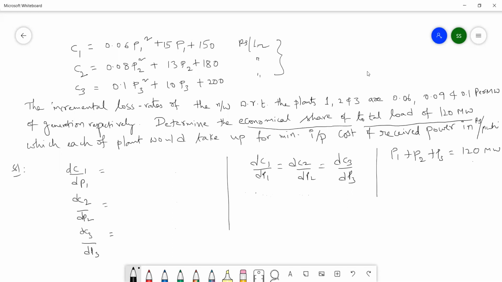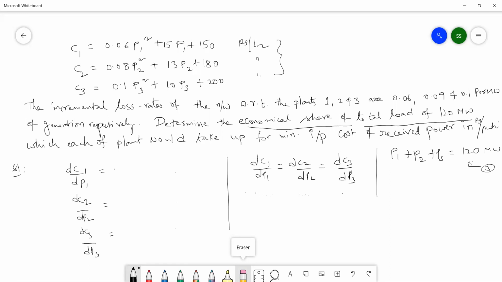So you obtain 3 equations with 3 unknowns. Solve it and find out values of P1, P2, P3. Are you able to understand how to solve this? Yes, sir. Do it and calculate, find out and tell me the answers. Meanwhile, I will do it slowly.